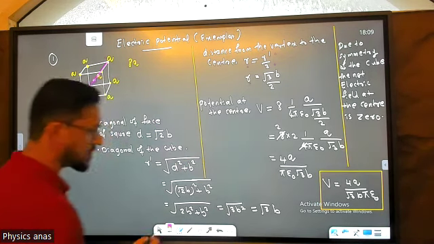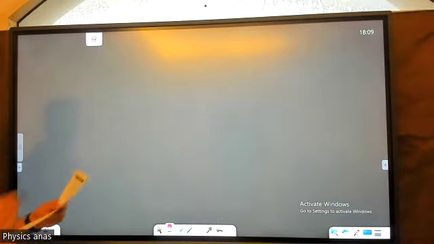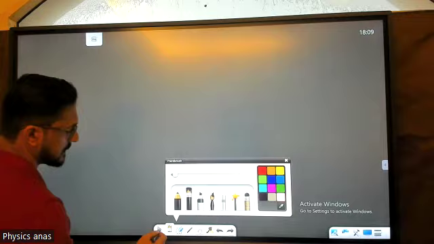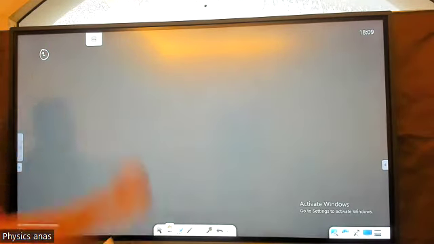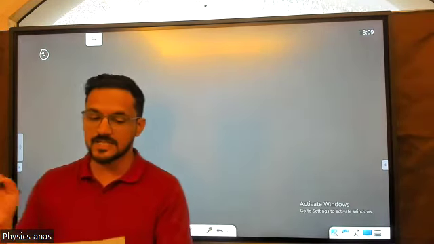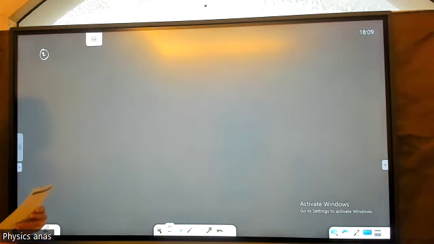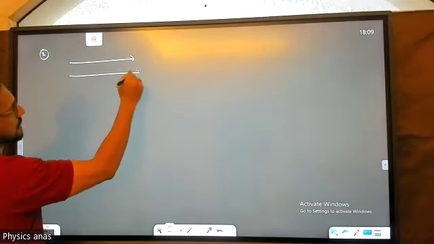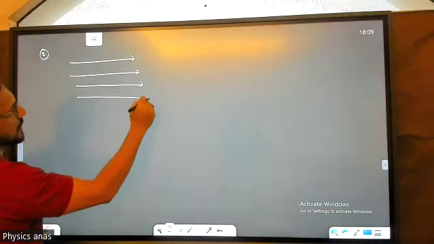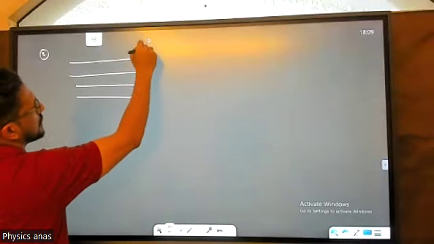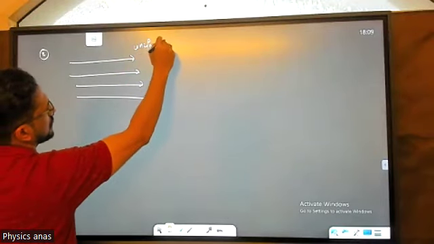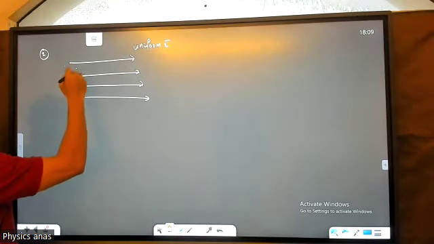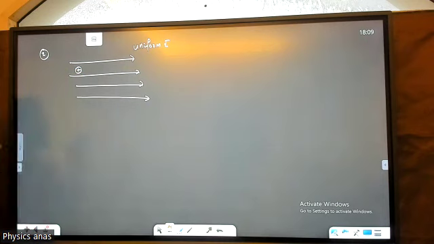Look at the second question. A positively charged particle is released from rest in a uniform electric field. That means there is a uniform electric field like this. Is that okay? And you are releasing a positive charge from rest.